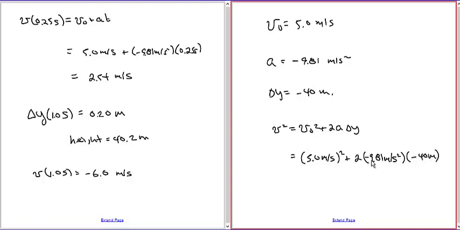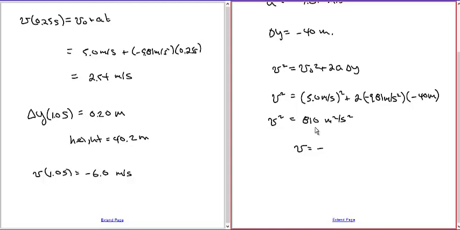And you see, if I didn't have negative 40 meters here, I'd end up with a negative term here, which would actually give me a negative answer on this side, and I can't take the square root of a negative number. So if you do that, you get v squared is something like 810 meters squared per second squared. And you take the square root, and because it's going to be falling, we can use a negative square root of 810 basically.